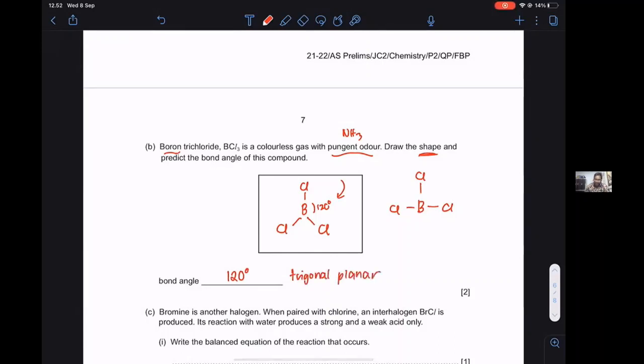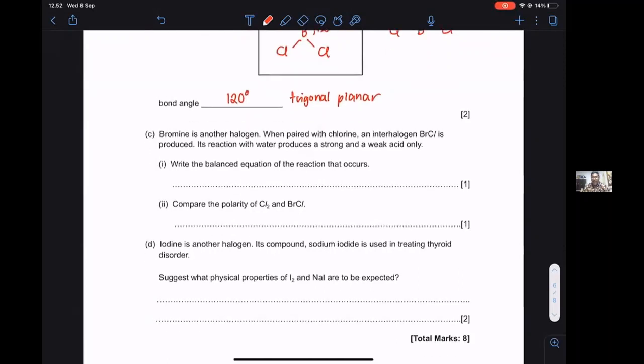So please remember. Now, bromine is another halogen. When paired with chlorine, an interhalogen BrCl is formed. Its reaction, if I balance it, I just put it over here. Its reaction with water, let's say for example BrCl. When you react it with water, it produces a strong and a weak acid only.